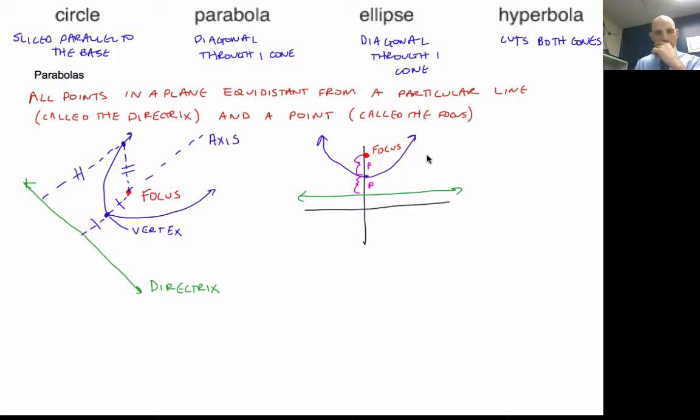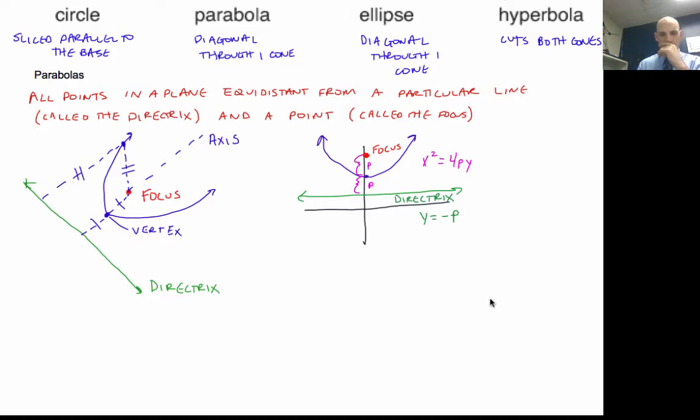So the equation is going to be x squared, and it's an x squared if it opens up or down. X squared equals 4py, where p is the distance from the directrix to the vertex. And here's the cool part. The directrix is y equals negative p, right? Because negative p is going to give me p distance away from wherever this vertex is.